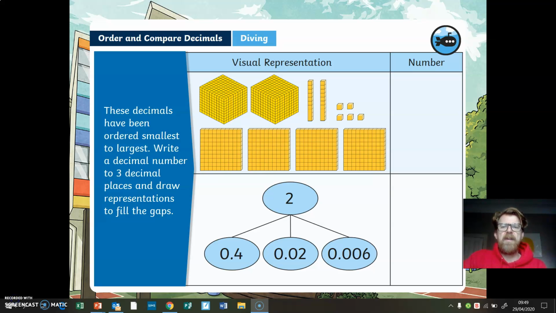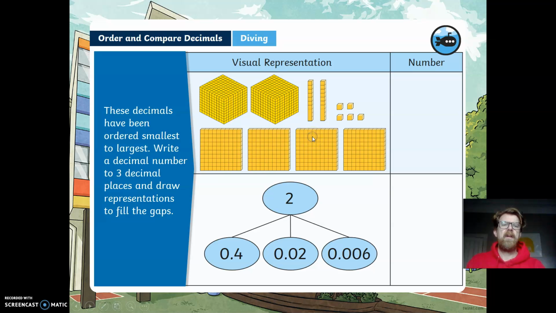Good, okay, let's see how we got on. So this top one again, we've got two whole ones. We've got 4 tenths, 2 hundredths, and 5 thousandths. And that should give us 2.425. So that's two whole ones, 4 tenths, 2 hundredths, and 5 thousandths. Have to keep your teeth in for this. It's getting difficult for me to say it.